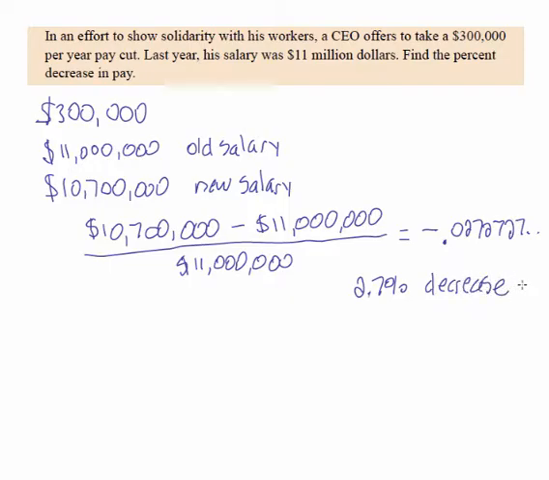So while I certainly do not want to poo-poo a $300,000 pay cut, it's less than 3% of the guy's salary, so it's maybe not as significant as the raw amount of decrease sounds.